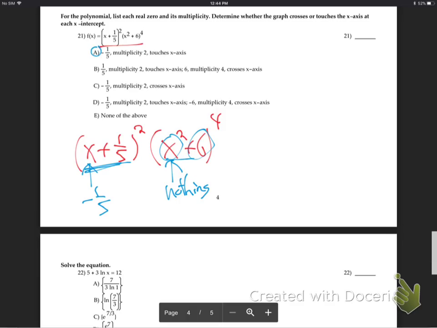So maybe A, not B because that's positive 1/5. Maybe C. No way on D because they have negative 1/5 and they also have the minus 6. So it's either A or C. Now which one is it? What's the power? 2, even, which means it just touches. It's A. Good on that? Everybody good? You know there's no zeros out of this part, right? Nothing can make that 0.